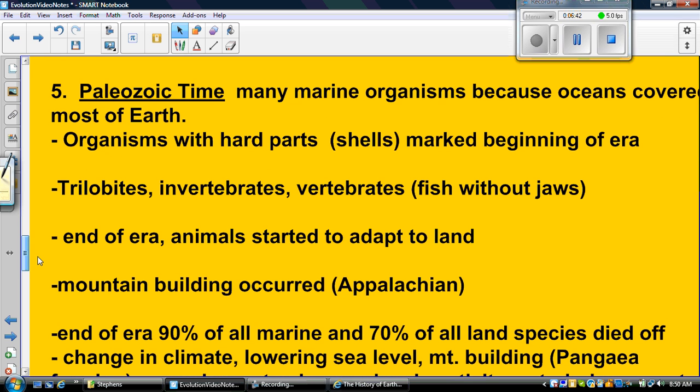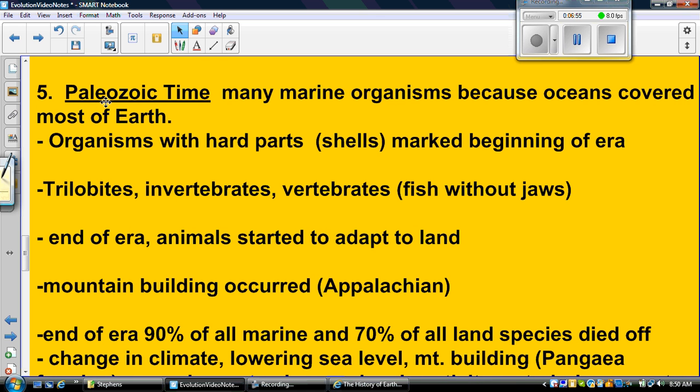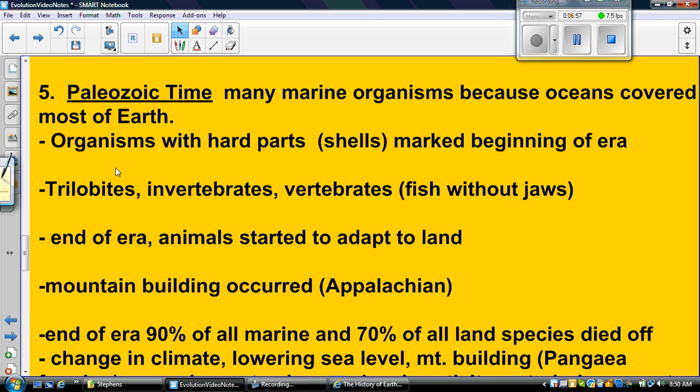Okay, the next time period is the Paleozoic time. This is where we started to see a lot of marine organisms because we started to see oceans. Oceans covered most of the Earth during the Paleozoic time period. So we started to see marine organisms, not any land organisms.